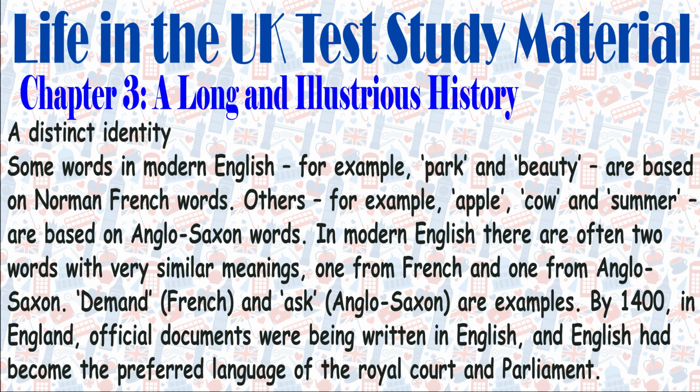Some words in modern English, for example, park and beauty, are based on Norman French words. Others, for example, apple, cow, and summer, are based on Anglo-Saxon words. In modern English there are often two words with very similar meanings, one from French and one from Anglo-Saxon. Demand, French, and ask, Anglo-Saxon, are examples.